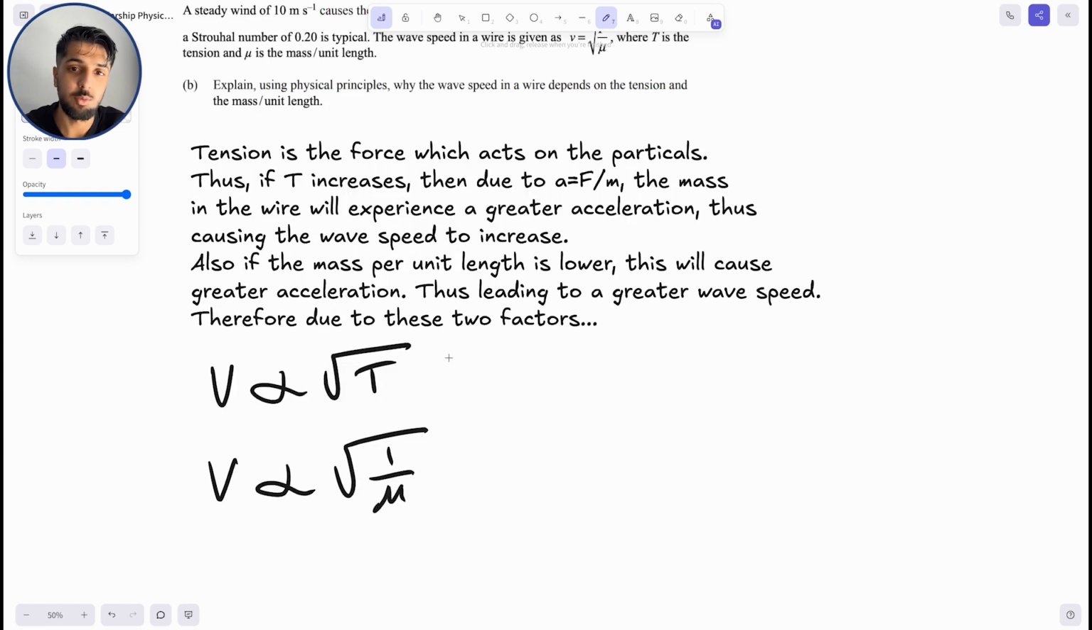Tension is the force which acts on the particles, thus if tension increases, then due to Newton's second law, the mass on the wire will experience a greater acceleration, thus causing the wave speed to increase. Also, if the mass per unit length is lower, this will cause greater acceleration, thus leading to a greater wave speed. Therefore, due to these two factors, the velocity of the wave is directly proportional to the square root of the tension, and inversely proportional to the square root of mass per unit length.